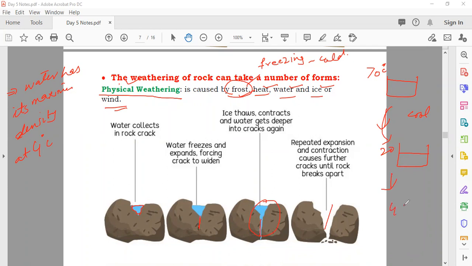When it reaches 4 degrees Celsius, suddenly the water will expand. For example, this is the real level of the water, and at 4 degrees you'll find the water comes up to here. When water reaches 4 degrees Celsius, the atoms or molecules rearrange themselves and move away from each other. So this is known as the unusual expansion of water.